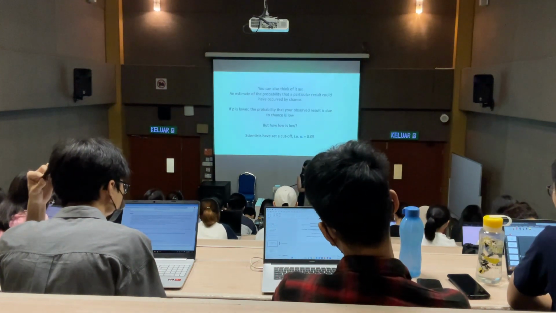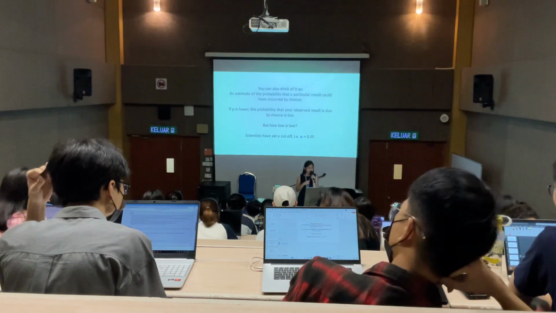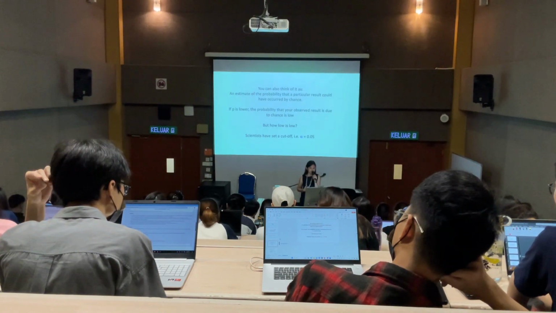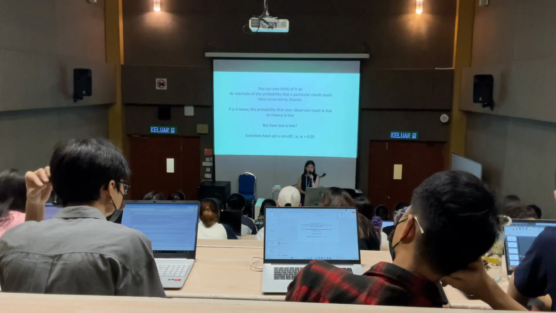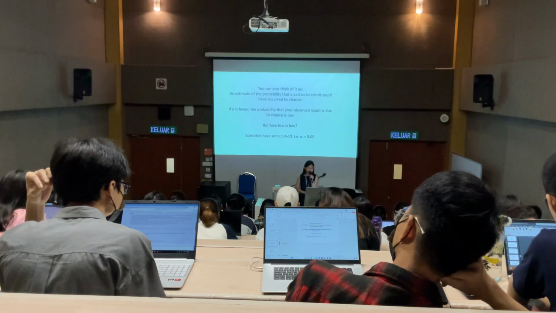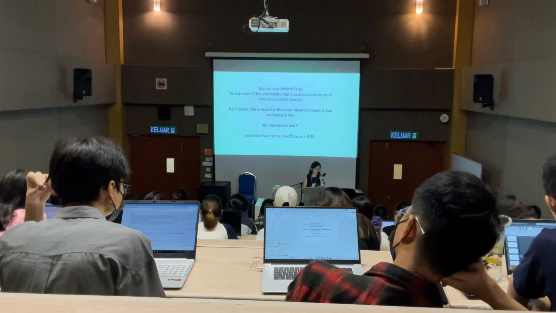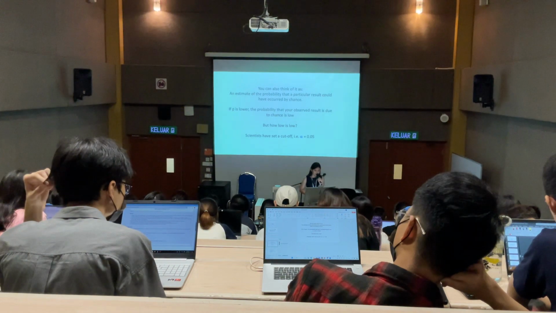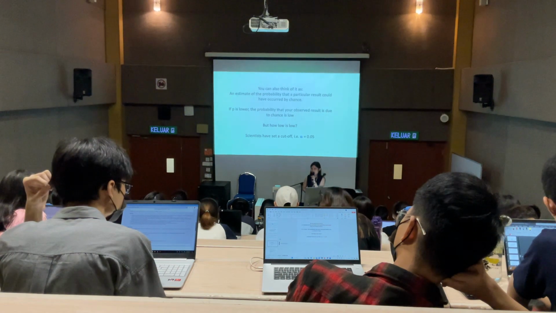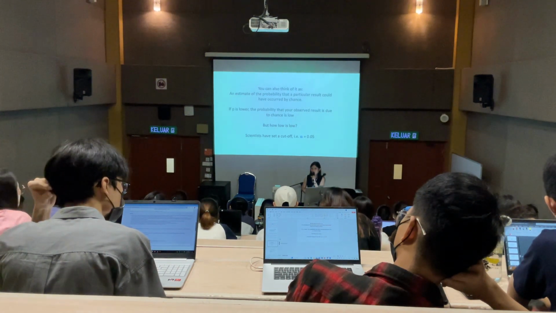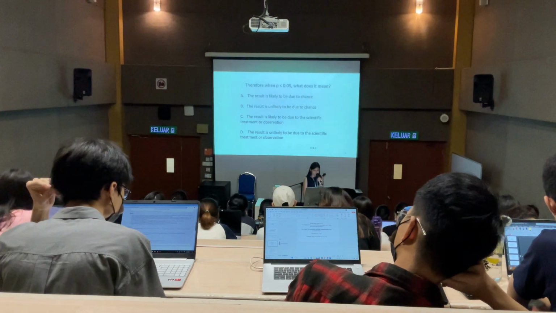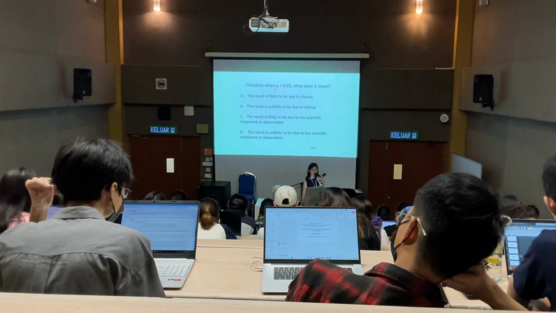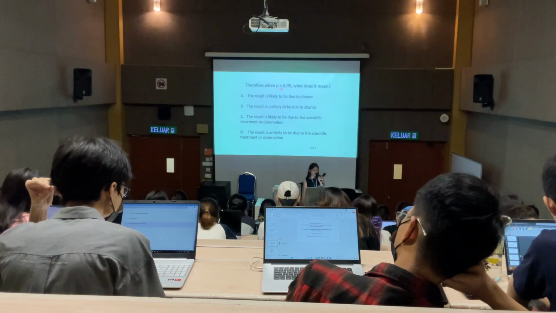So, we can also think of the p-value as an estimate of the probability that a particular result could have occurred by chance. So if after you do the calculation the p-value is low, the probability that your observed value is due to chance is low. Remember, but how low is low? You need to set a cutoff threshold, an alpha value of 0.05. Then, if you do the statistical test and your p-value is lower than the alpha value, what does it mean?